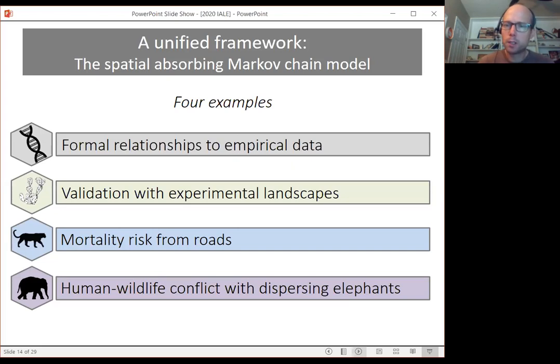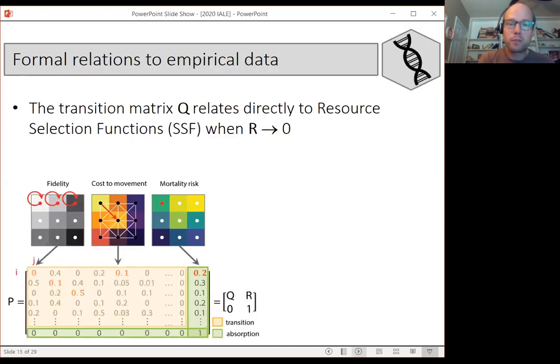So when we set up this framework initially, we wanted to make it as simple as possible, and in doing so, you can apply this framework simply with a resistance-based map and a second map on potential mortality risk or absorption. But more broadly, this framework works quite well with empirical data. For example, the transition matrix Q relates directly to resource selection functions that are used frequently with telemetry data with wildlife, and in particular, step selection functions, which are commonly used with recent advances in GPS telemetry.